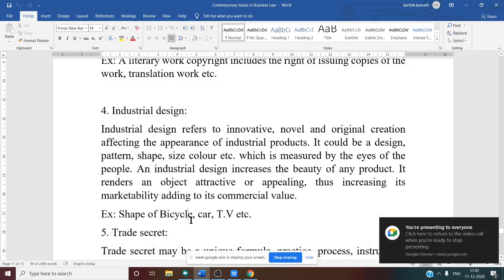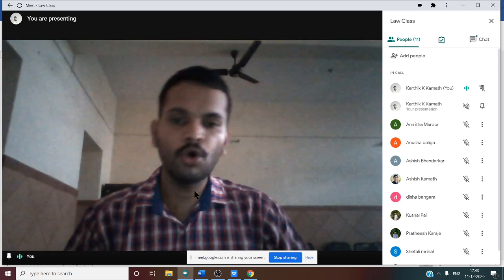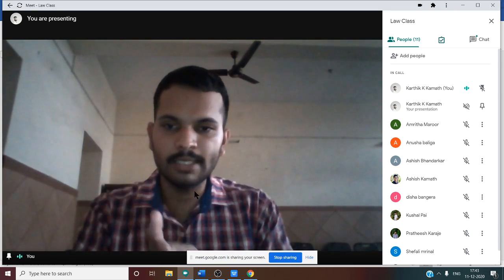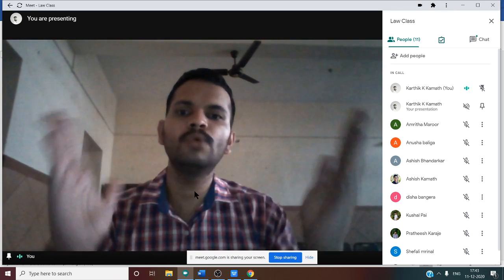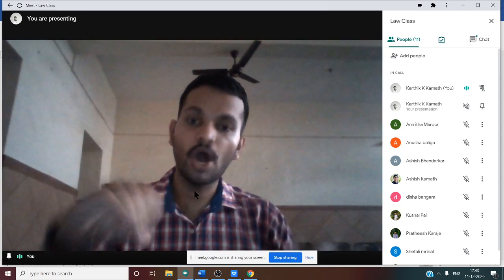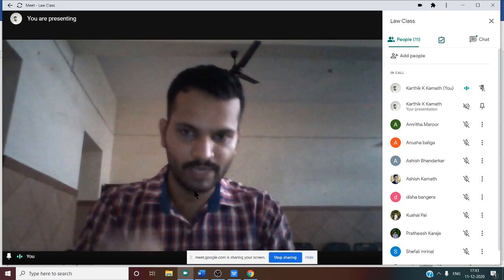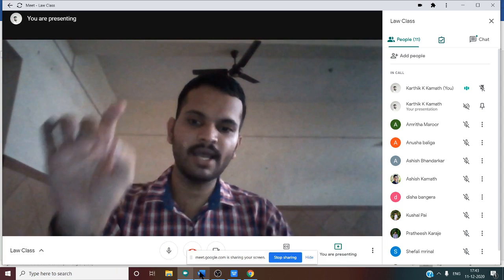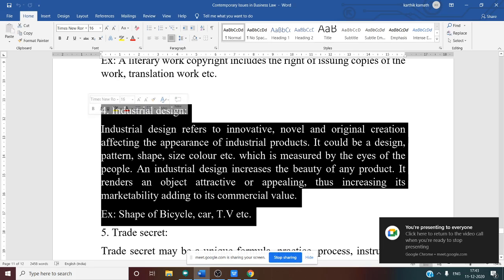So now you see the shape of a bicycle, car, TV. If you take the example of a TV, Sony Bravia TV, what happens? Their shape, ultra UHD shape. It is something innovative. It is something different. It was not done before, and after they did it, everyone is following that. So that is why industrial design also plays a very important role in the creation of customers.